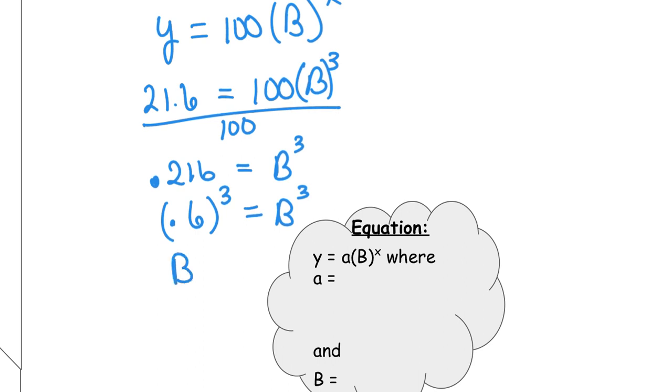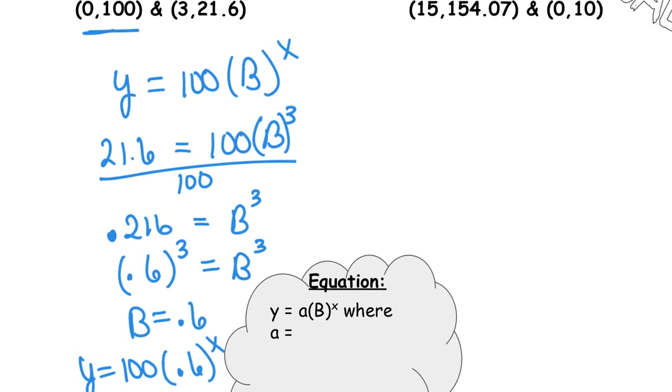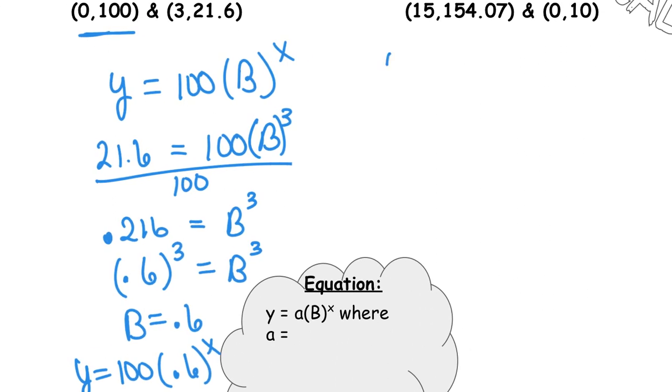So what's B then? Since both sides are being cubed, we can just straight up say 0.6, 6/10. So we have y equals 100 times 0.6 to the x. You could put 6/10 and then reduce it too. That'd be totally fine. So what about the next one?